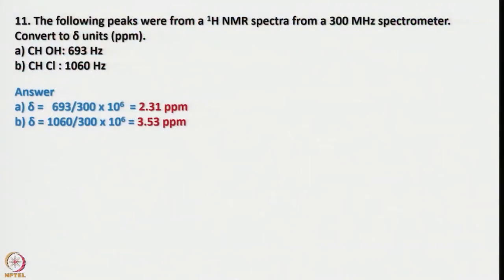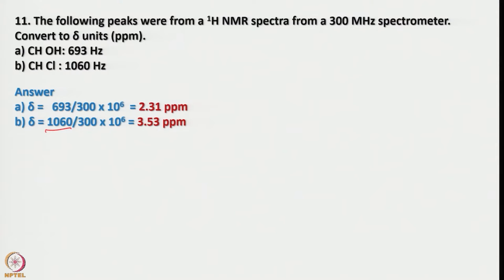Let's look into one problem here. The following peaks were from a 1H NMR spectrum from a 300 megahertz spectrometer. Convert to ppm unit, delta unit. For example, one is 693 hertz, another one is 1060 hertz. We know the instrument frequency, so simply divide the chemical shift in hertz by the spectrometer frequency and you get ppm. For example, 693 divided by 300 into 10 raised to 6 will give you 2.31 into 10 to the power minus 6, or 2.31 ppm. Similarly, the other one becomes 3.53 ppm.